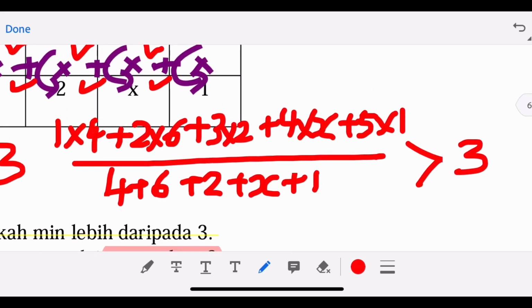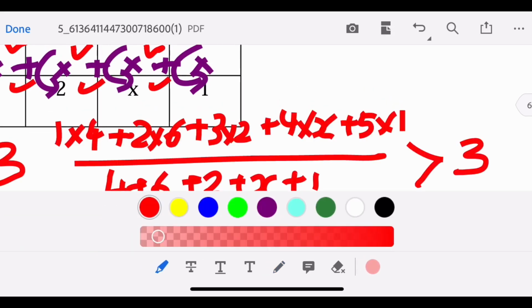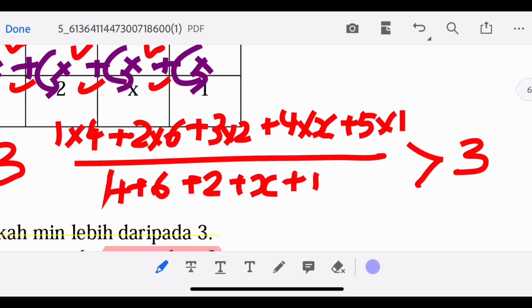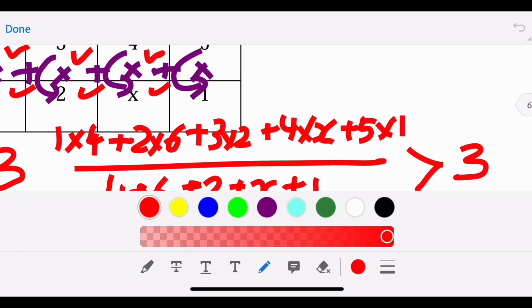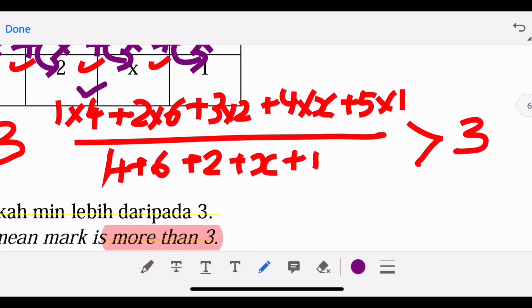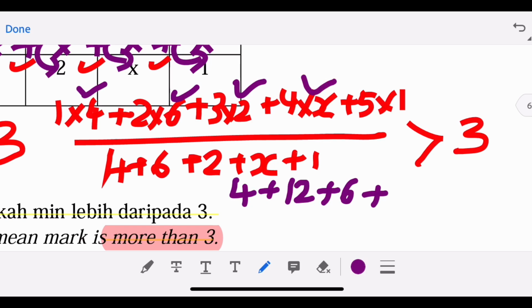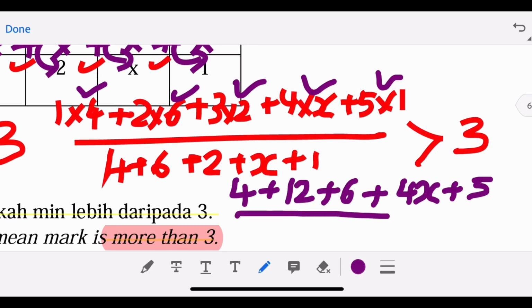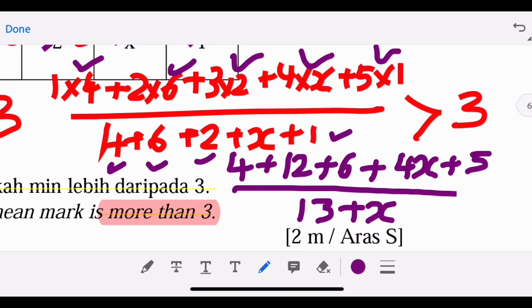Now you can use a calculator to sum up again. I'm waiting for you to sum up. We just sum up the numbers; the one with the 4x, we just copy down. So we have 4 plus 12 plus 6 plus 4x plus 5, more than 3. Before that we divide first. 4 plus 6 is 10, plus 2 plus 1, 13, right? Plus x, more than 3.